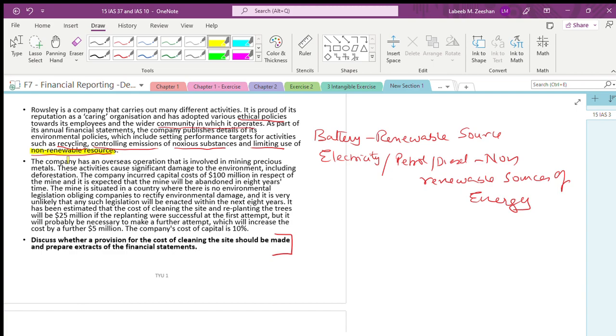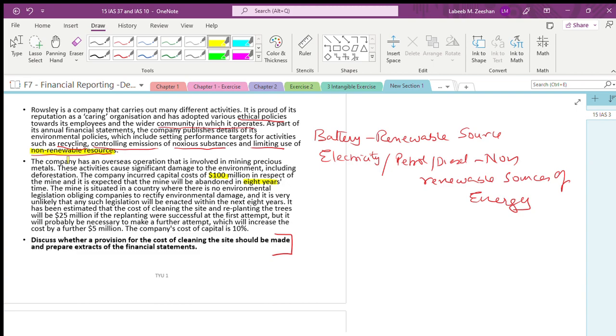The company has an overseas operation that is involved in mining precious metals. These activities cause significant damage to the environment, including deforestation. The company incurred a capital cost of how much? 100,000. And it is expected that the mine will be abandoned in 8 years' time. Means after 8 years we will not have anything. The mine is situated in a country where there is no environmental legislation requiring companies to rectify environmental damage. As simple as that.